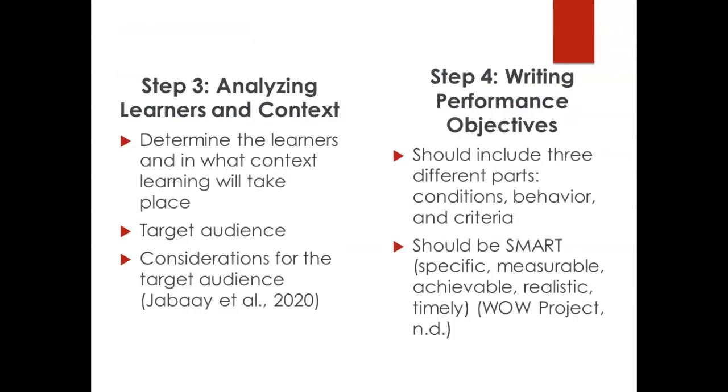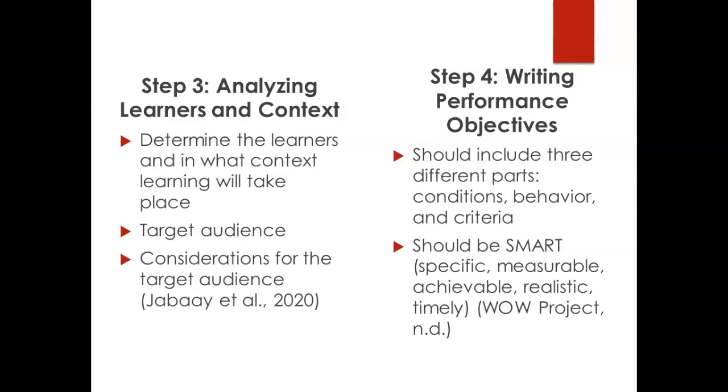Step 3, analyzing learners and context. In this step, we want to determine the learners and in what context learning will take place. This leads us to identifying our target population, which is the group of learners we are aiming to reach in instruction. With our target population, it is important to consider their skills prior to instruction, education and ability levels, knowledge of subject matter, and learning preferences when developing curriculum.